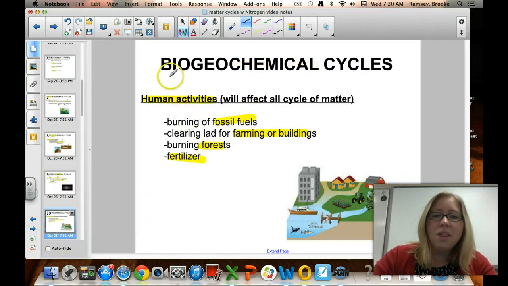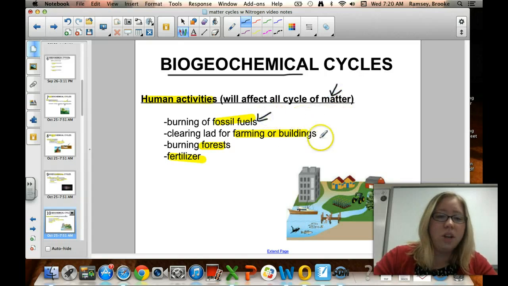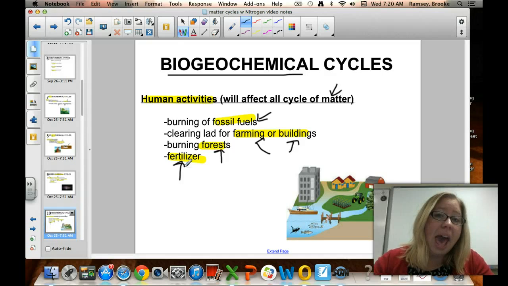And then finally, there's not human in the word biogeochemical, but human activity can also affect how matter cycles through our biosphere. When we burn fossil fuels, that can release carbon. When we farm land and we tear down trees for buildings, that can also change matter. Burning forests can release carbon into the atmosphere. Using fertilizers in our farms can add nutrients, can add nitrogen and phosphorus into the soil, which then can cycle more of that matter through the biosphere.